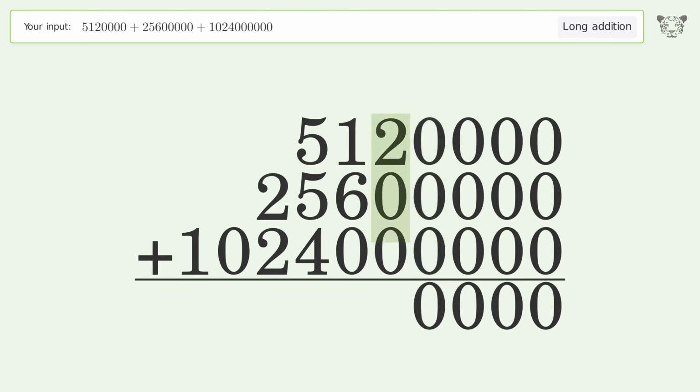2 plus 0 plus 0 equals 2. 1 plus 6 plus 0 equals 7. 5 plus 5 plus 4 equals 14. Carry 1 to the 10 millions place.